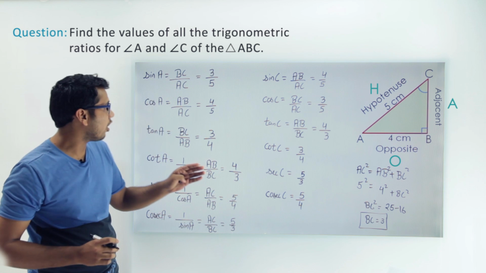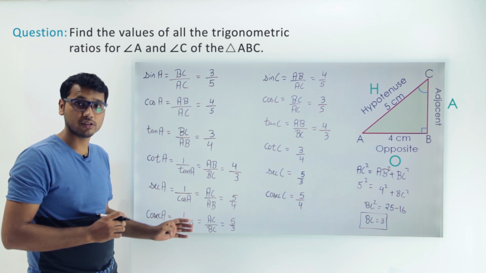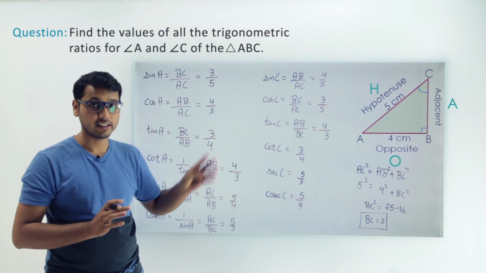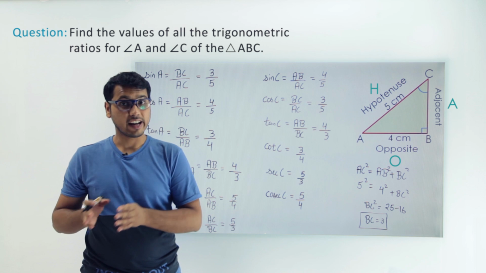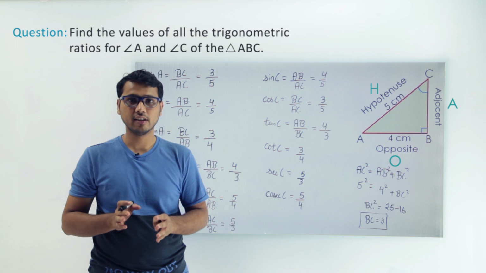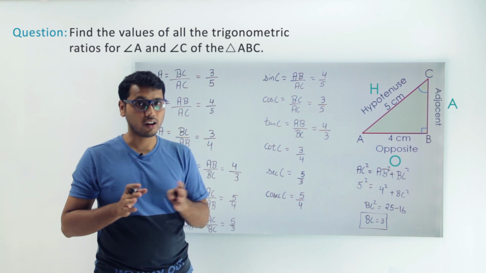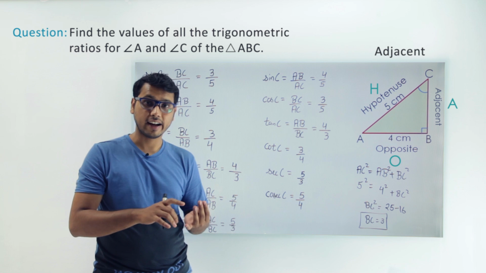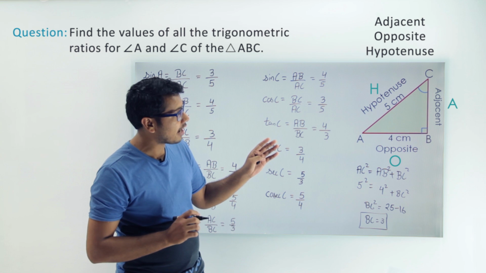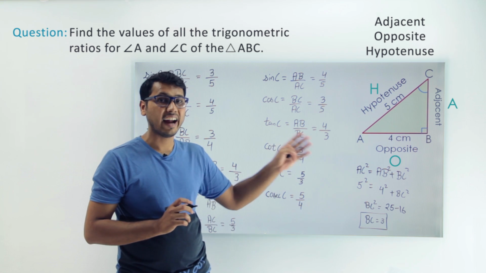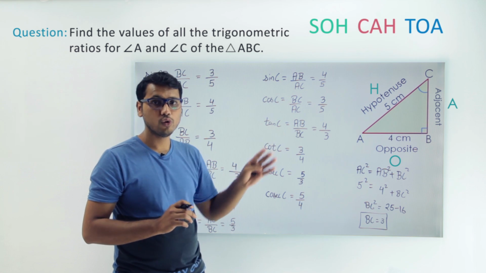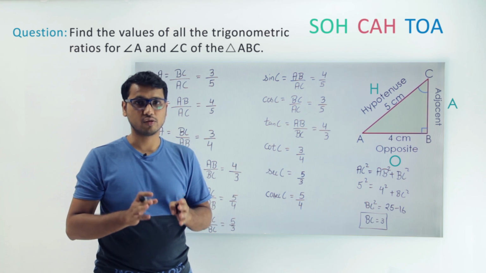Now we have got all the values of the trigonometric ratios for angle A and angle C. What we have learned in this whole exercise is that if we have to proceed with any question, first of all we have to know which angle is being considered. By knowing the angle of consideration, we mark the adjacent, the opposite and the hypotenuse. When we have got the values for opposite, adjacent and hypotenuse, we can easily apply SOH CAH TOA to find the values of all the trigonometric ratios.